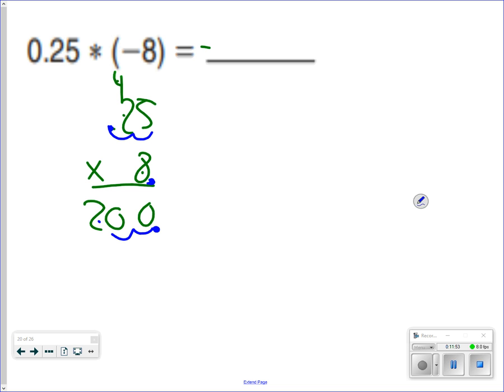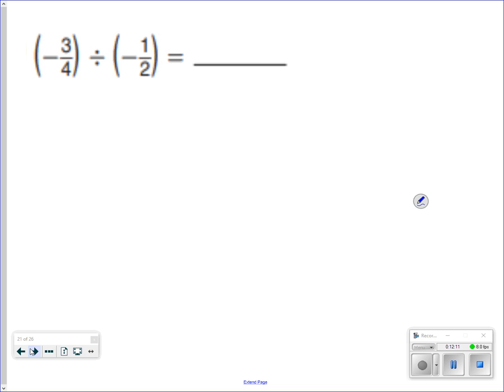So my answer is 2, negative 2. There's my new decimal, 2.00, but that is written like 2 for an answer. Some of you might have to rewatch this several times because you're still not getting that, but that's how it's done.